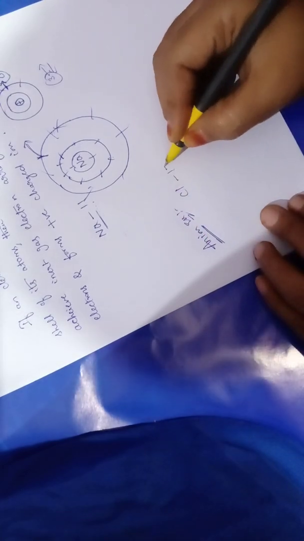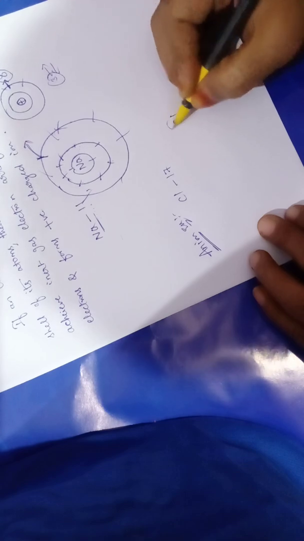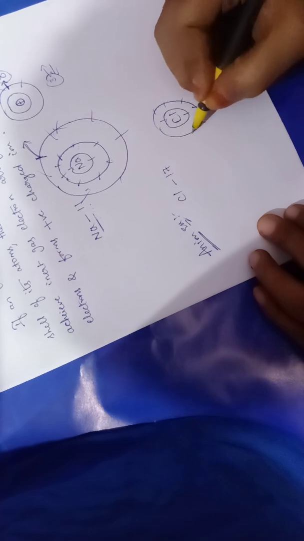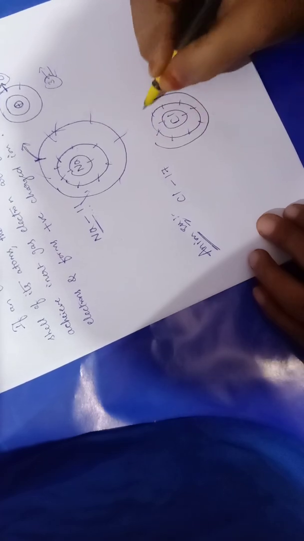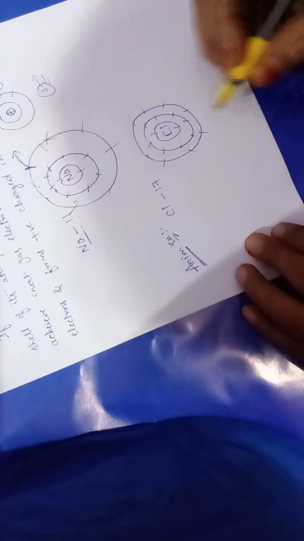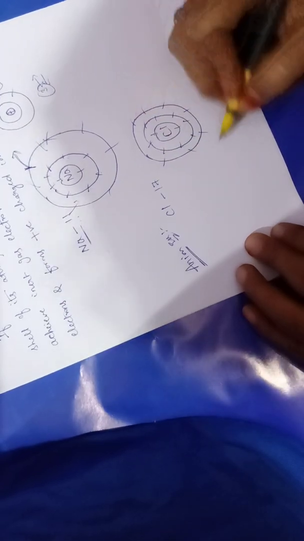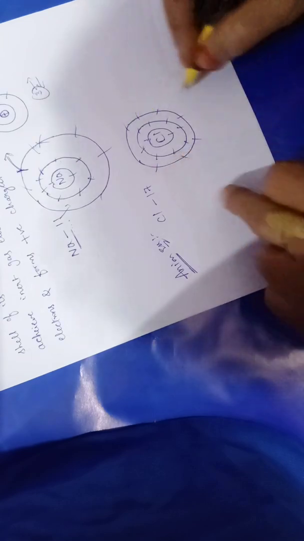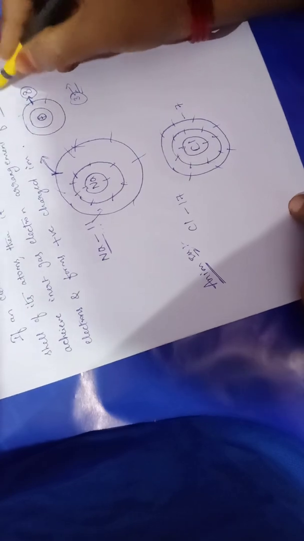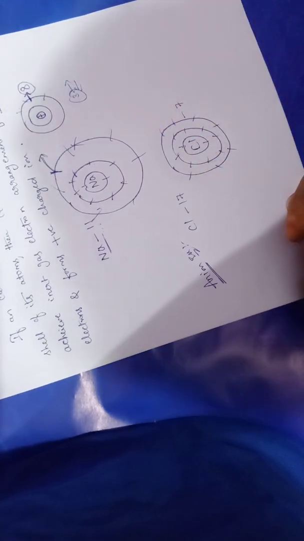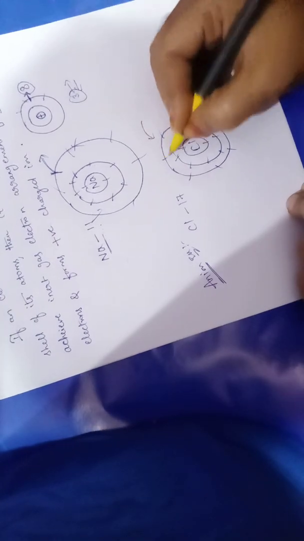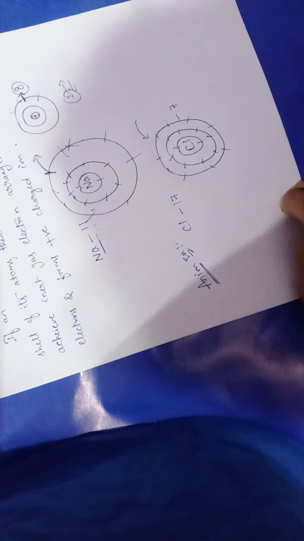So chlorine's atomic number is 17. In the first orbit, 2; in the second, 8; in the third shell, 1, 2, 3, 4, 5, 6, 7. 2 plus 8 is 10, 10 plus 7 is 17. How many electrons are there in its outermost shell? 7 electrons. To get 8 valence electrons, how many electrons does it require? Only 1 electron. So it will accept 1 electron from someone to get stability.